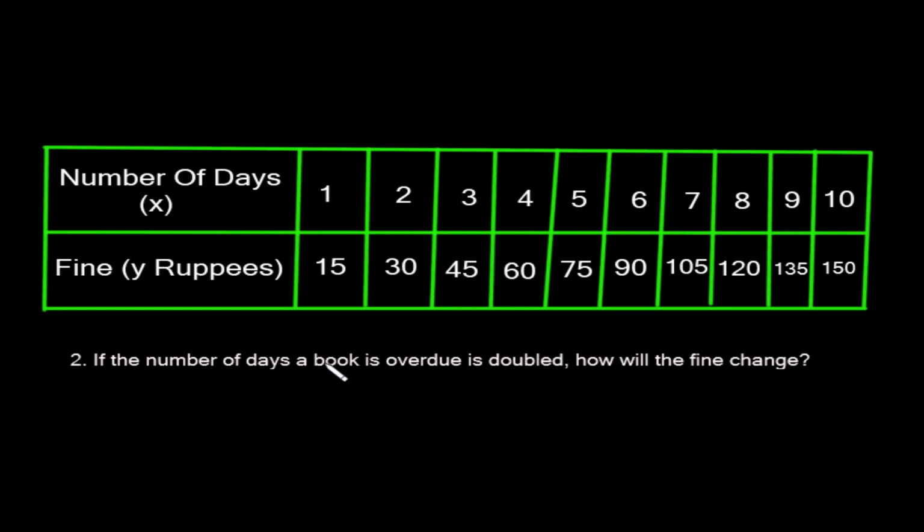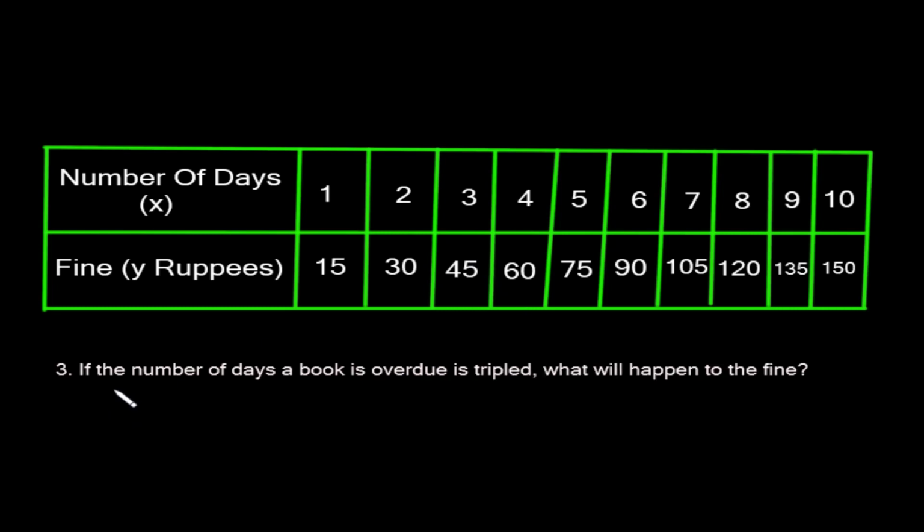Alright, now let's check out the second question. If the number of days a book is overdue is doubled, how will the fine change? Now it's easy. Look at this one. We have 1 day, so it's 15, and its double will be 2. So when it's 2, it's 30. So yes, 15 has a double of 30, and similarly you can also see, for 2 days it will be 30, and 2's double will be 4. So 4's fine will be 60. Well, 60 is the double of 30. So yes, when the number of days a book is overdue is doubled, the fine will also be doubled.